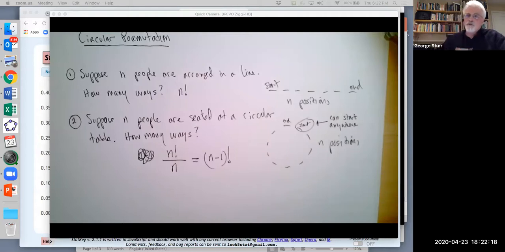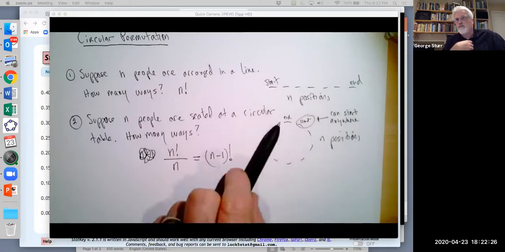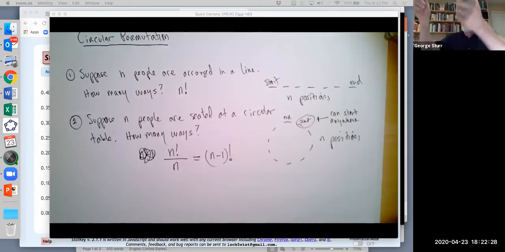I've seen these problems show up in different ways. Suppose it was not people, but different beads with different colors or whatever on a necklace. How many ways can you arrange them on the necklace? Meaning you can turn a necklace. You can also do this. You can go in your book and read on it. In section 9.5, they try to give a better explanation maybe than I gave.